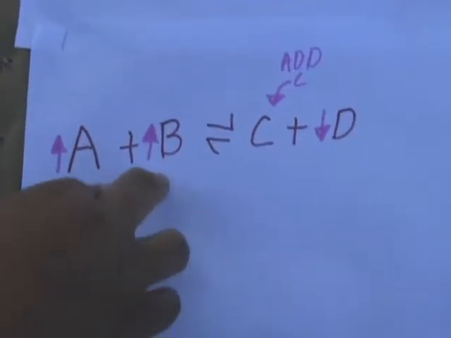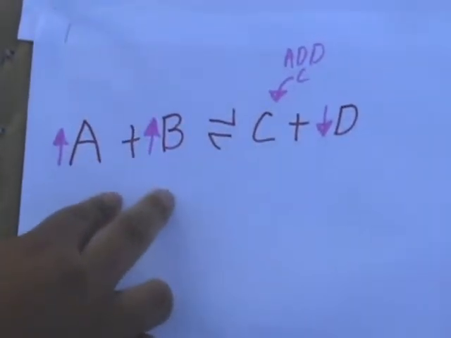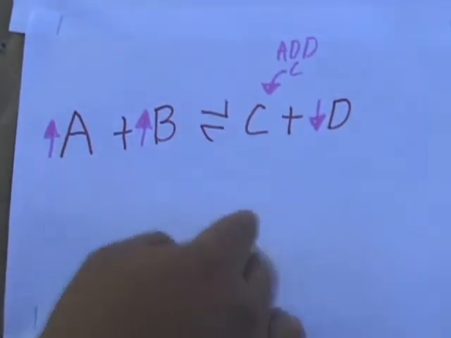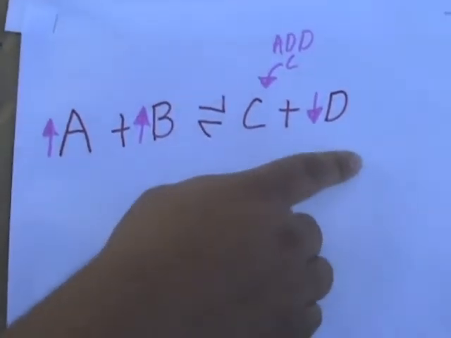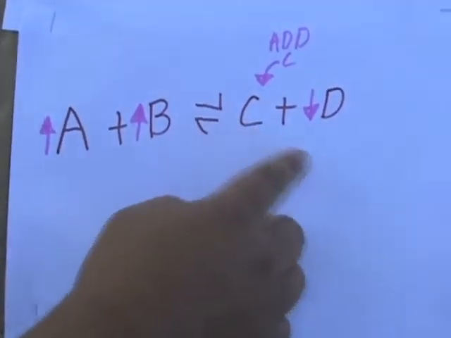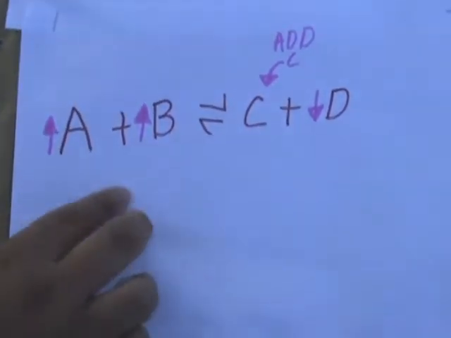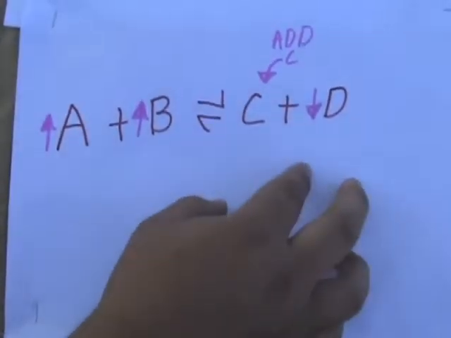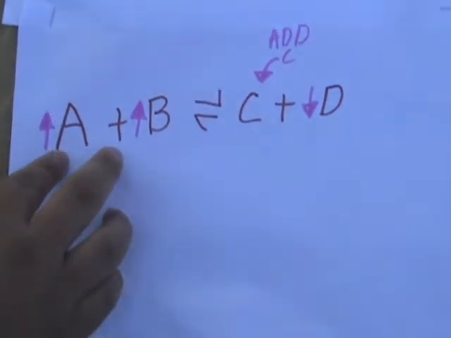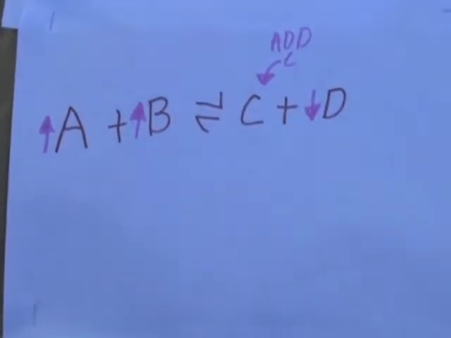Here in this equation, like before, on this side we have reactants and this side we have products. If we add more C to the products, D decreases and A and B increase, which makes it shift to the left towards the reactants, and the reactants are favored in this equation.